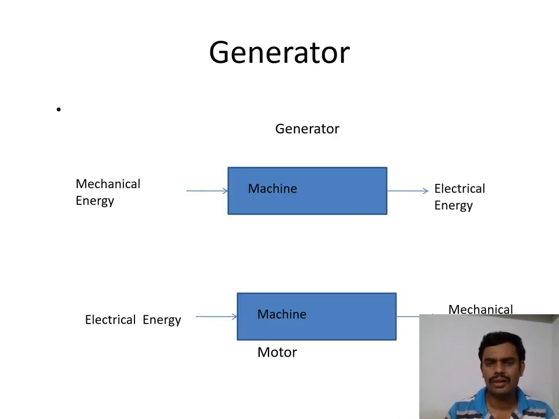Coming to the DC generator or a generator. A generator is a device or a machine which converts mechanical energy into electrical energy, whereas a machine which converts electrical energy into mechanical energy is called a motor.